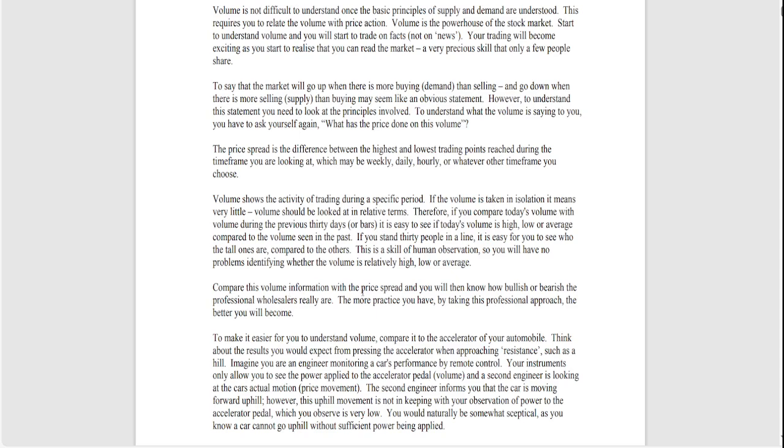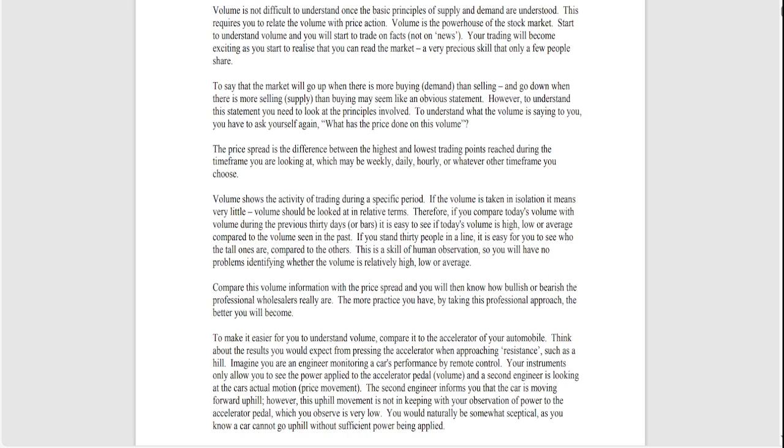Compare this volume information with the price spread and you will know whether the market is bullish or bearish compared to what the professional wholesalers really are. Basically, when you read the volume and link it with the price range or price spread, you will have an idea of what big players are doing in the market, whether they are bullish or bearish. This is what the author is saying.